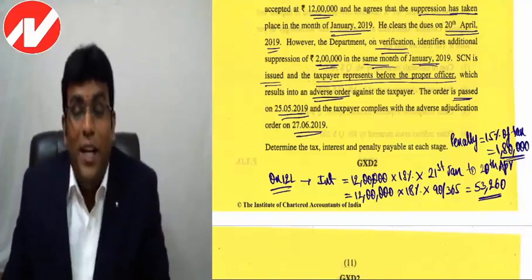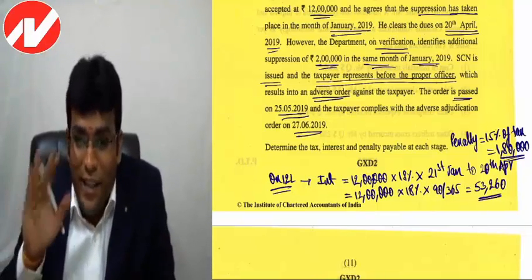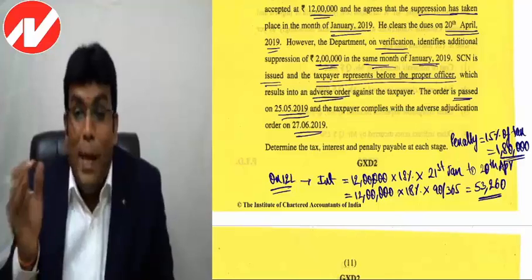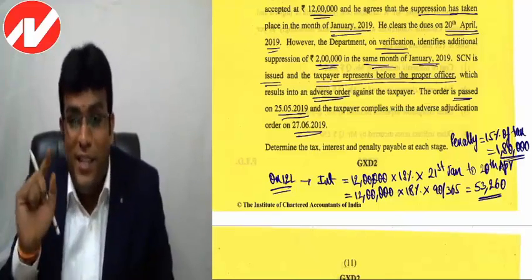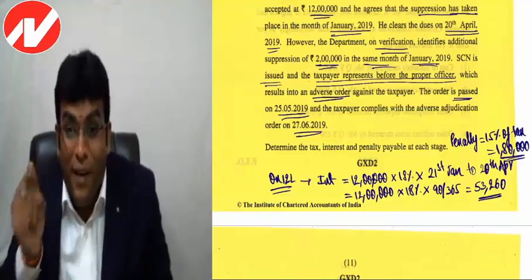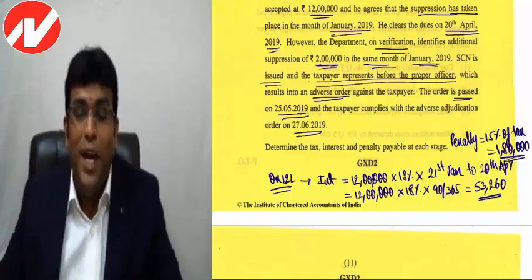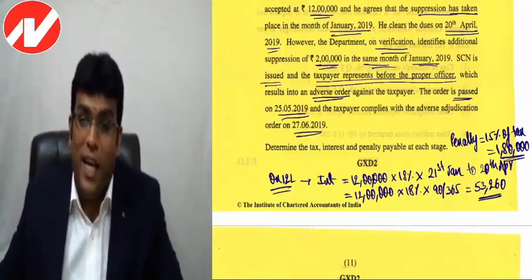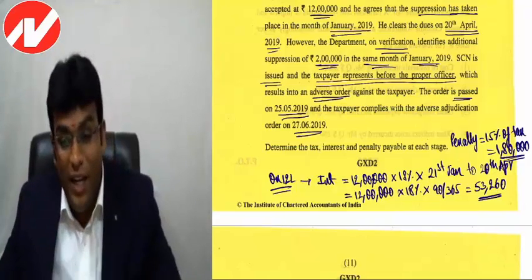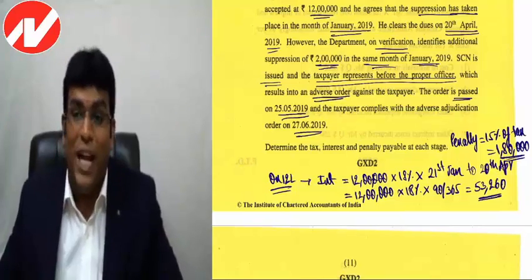I assume that the suppression happened in the return which is filed in January month. But if you assume that suppression relates to January month, then interest will start from 21st February. That's only an assumption you have to take and write properly, because in the question they did not give clarity. They only told that suppression has taken place in January month. So is it related to the January month return or January month supplies? They did not give clarity, guys.